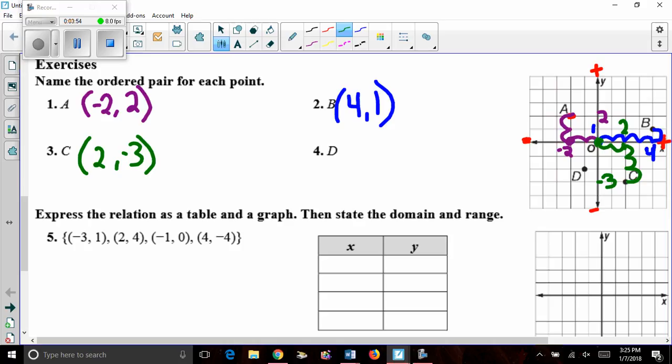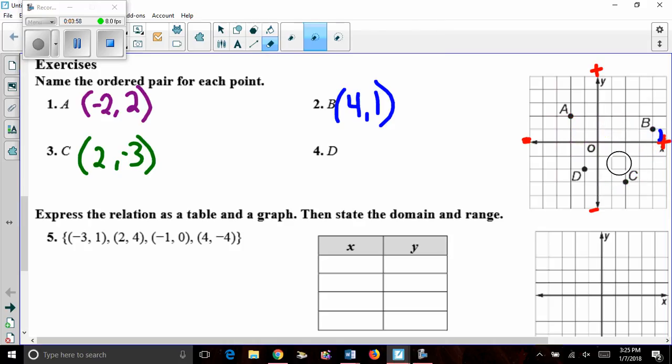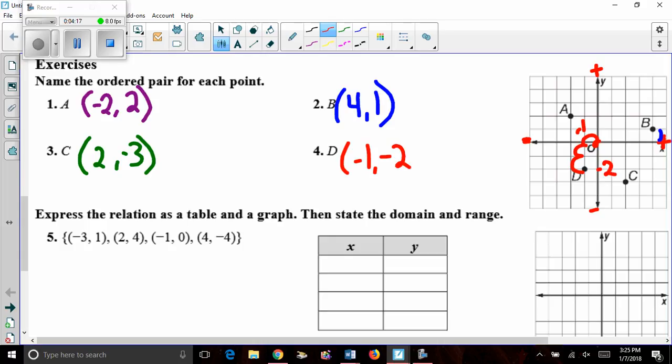And then now for D. I'm going to clear up some of this clutter. That way I don't confuse myself again. Starting at the origin, I count to the left 1, so -1. And then 1, 2 down, so that's -2. And that's the location of each point on the graph. These are their ordered pairs.